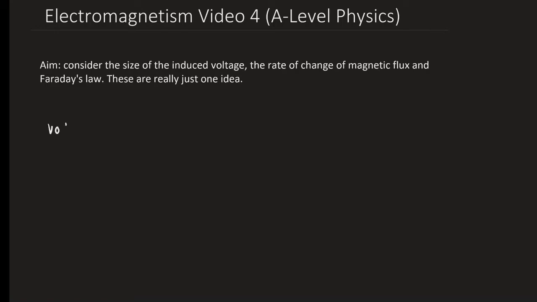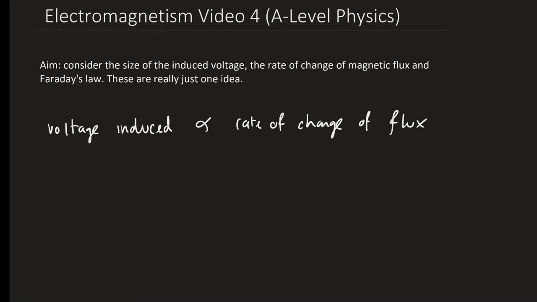Additionally, the voltage induced is directly proportional to the rate of change of flux. Whenever we're talking about a rate of change, we're talking about some change in something. That something here is the flux. So delta phi, the change in flux, over the time it takes. Over the time refers to rate.